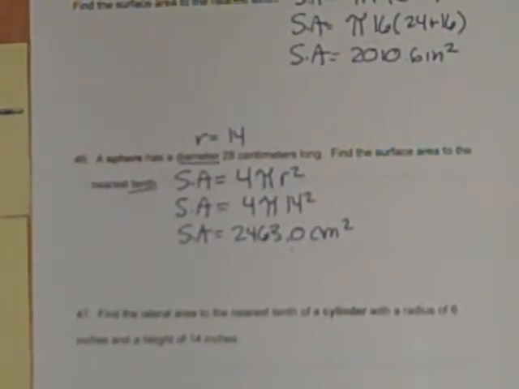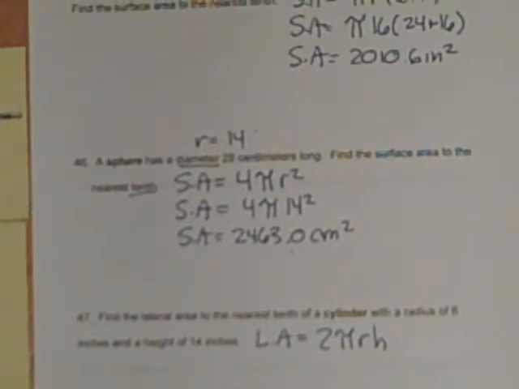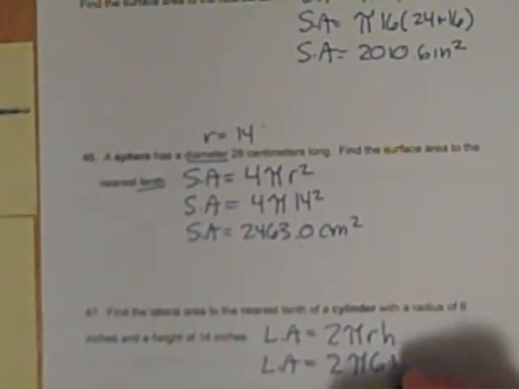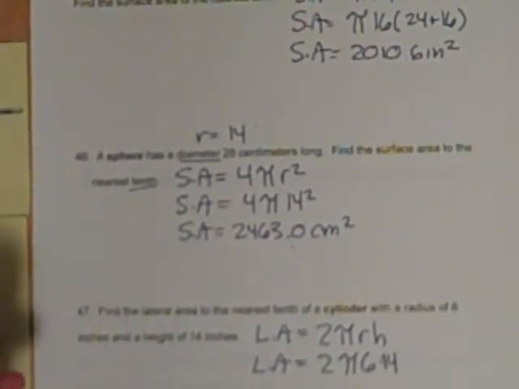47. Find the lateral area of a cylinder. So lateral area equals 2 pi r h. Let's see, we've got the height and we've got the radius, so we're good. Lateral area equals 2 pi times 6 times 14. So 2 pi 6 times 14 is 527.8. So lateral area equals 527.8 inches squared.